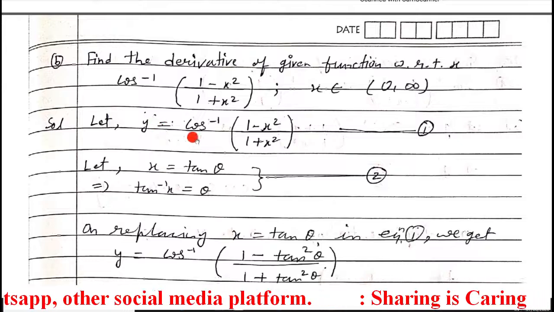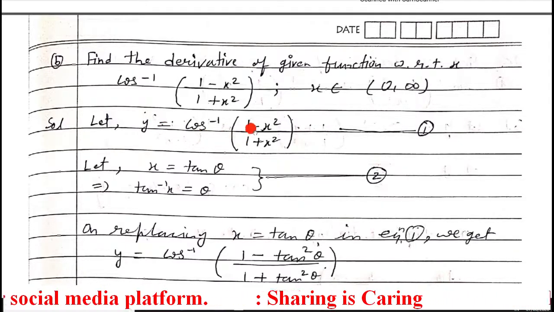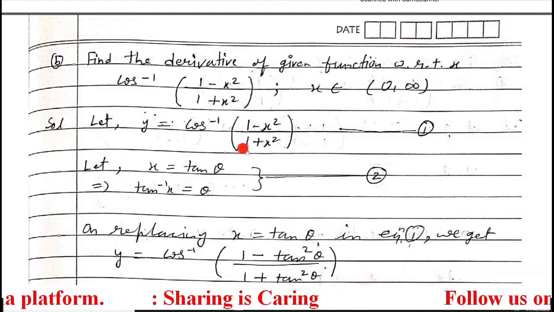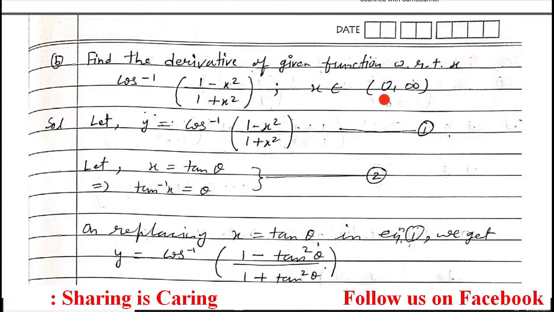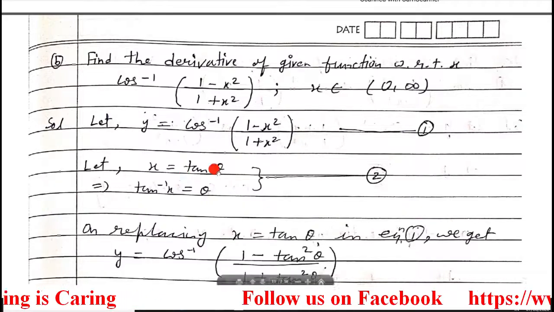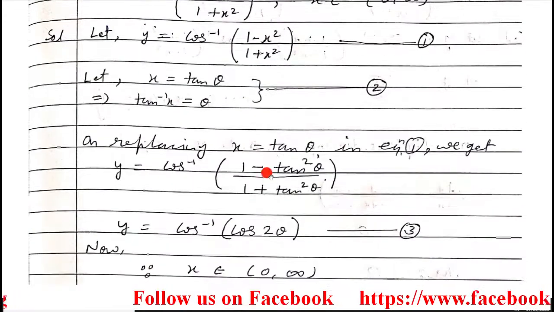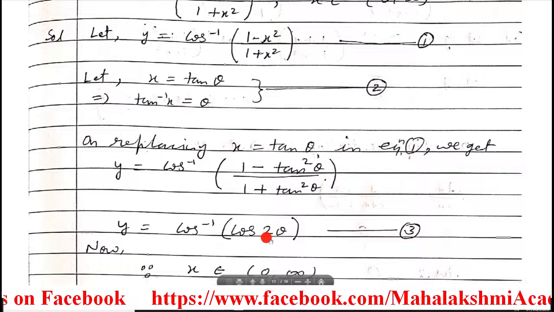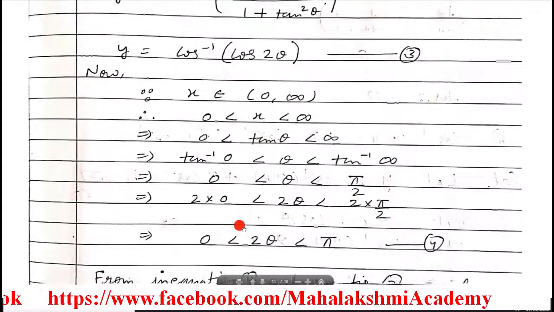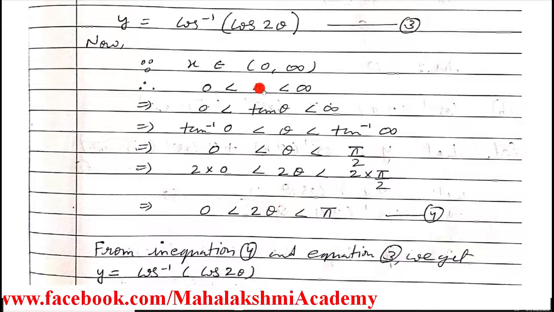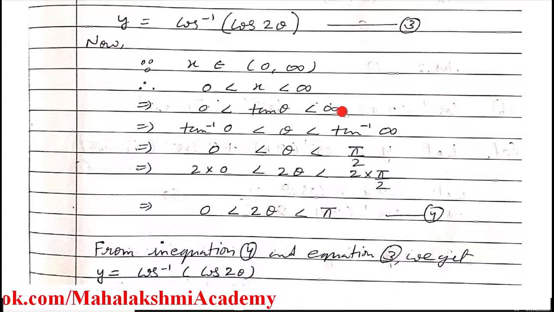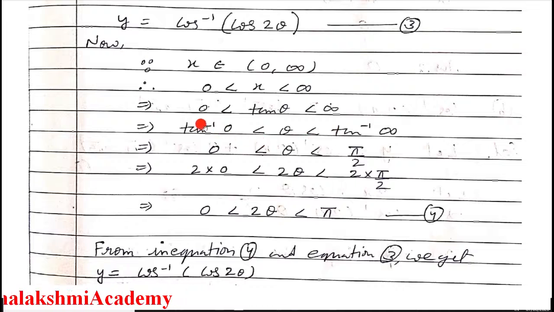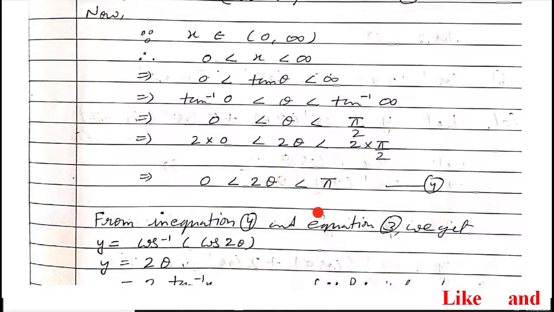Now here the question is y is equal to cos inverse of 1 minus x square upon 1 plus x square. Students, we had this question before also, but only the constraint is changed. So here we assume x as tan theta. After replacement we will get here cos 2 theta. So cos inverse and cos will remove each other. Before that we will see here, x will be replaced by tan theta. Take tan inverse of the complete inequality, that will give you this. Tan inverse 0 is 0 and tan inverse infinity is pi upon 2. Because we have here 2 theta, multiply it by 2, so we obtain this.